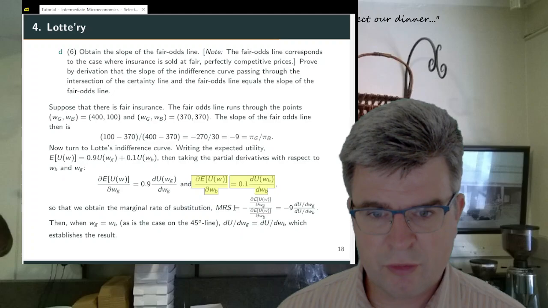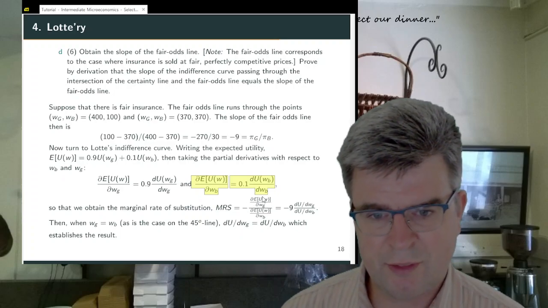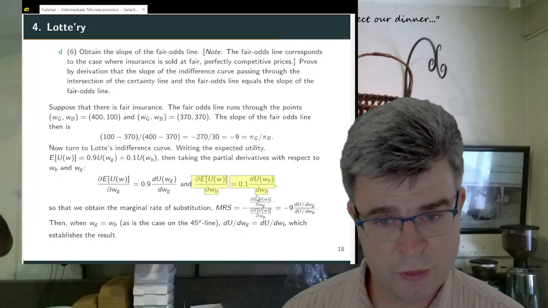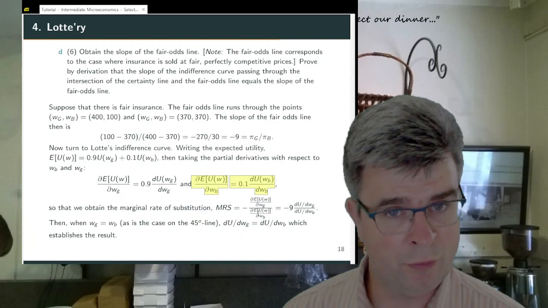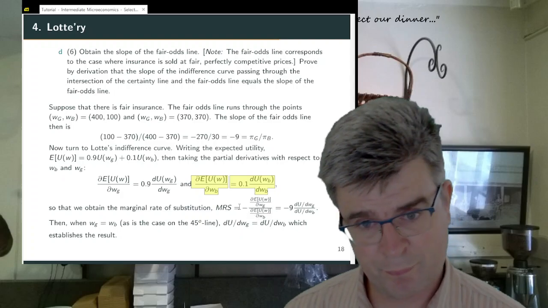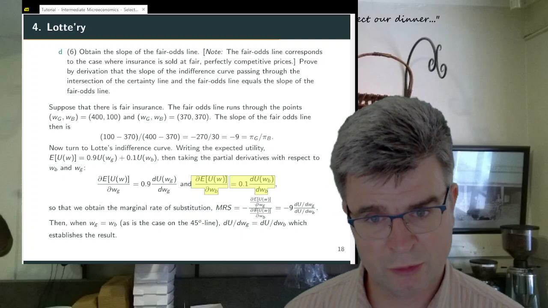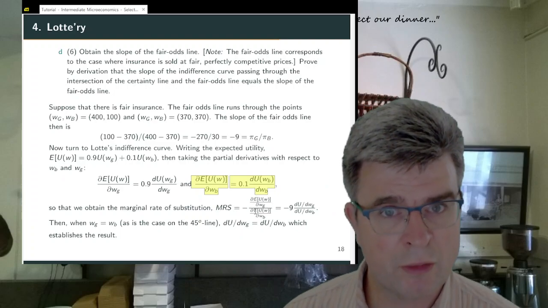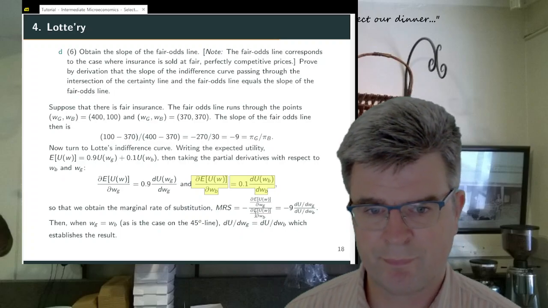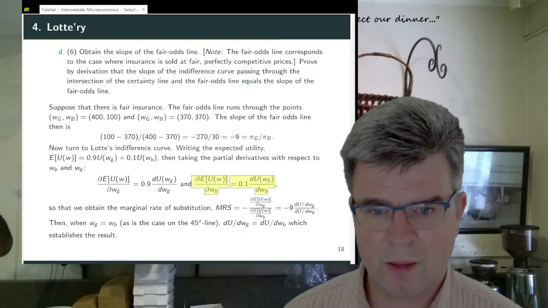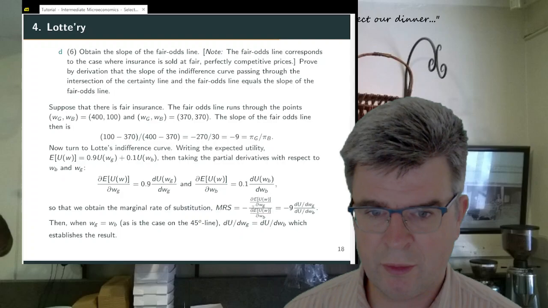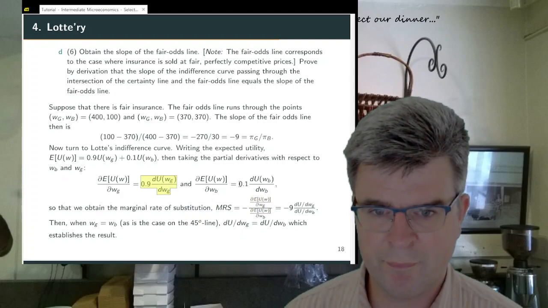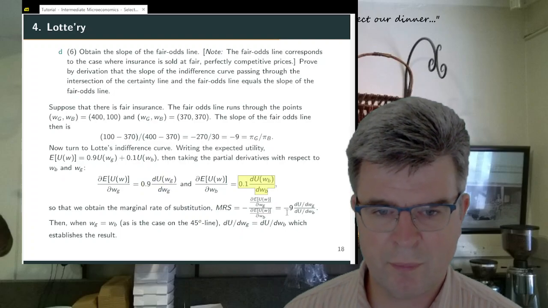So the marginal rate of substitution in this case is the derivative with respect to the good state of the world divided by the derivative with respect to the bad state of the world, and then the minus sign, because these things are positive and the marginal rate of substitution is negative. And we can just plug in the expressions that we have over here.